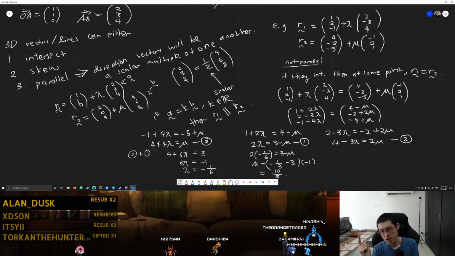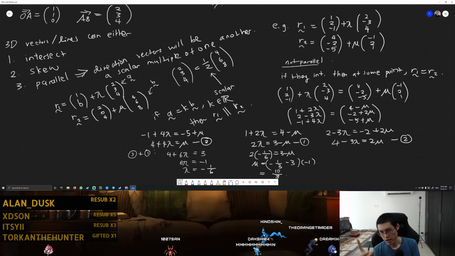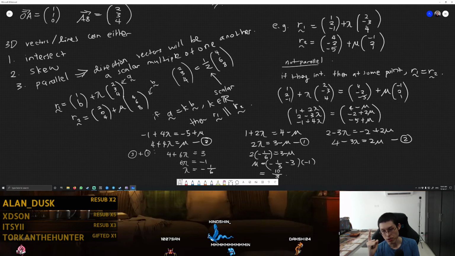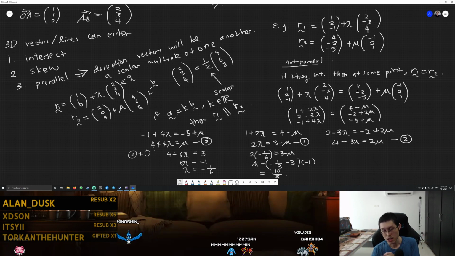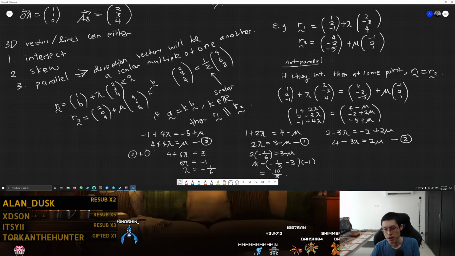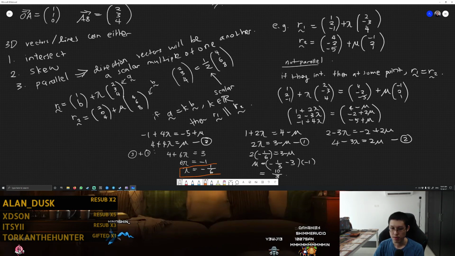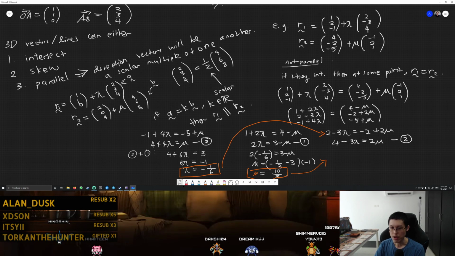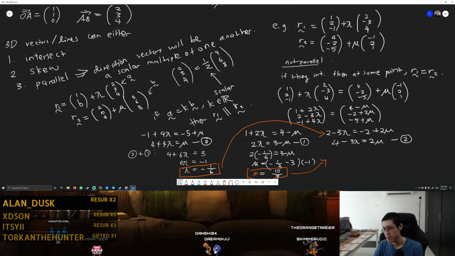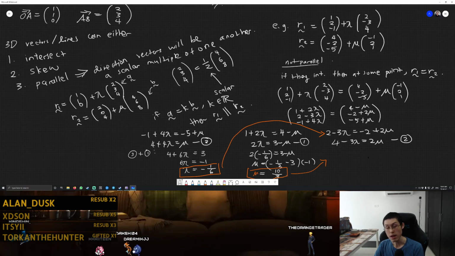Once you have found lambda and mu, what you need to do next is put these 2 values of lambda and mu into the remaining equation that you didn't use to solve simultaneously. So you take this guy, you take this guy, and you chuck them into this guy over here. Now, if the left hand side equals the right hand side, then this is a solution of this equation. If this is a solution of this equation, that means the lines intersect.